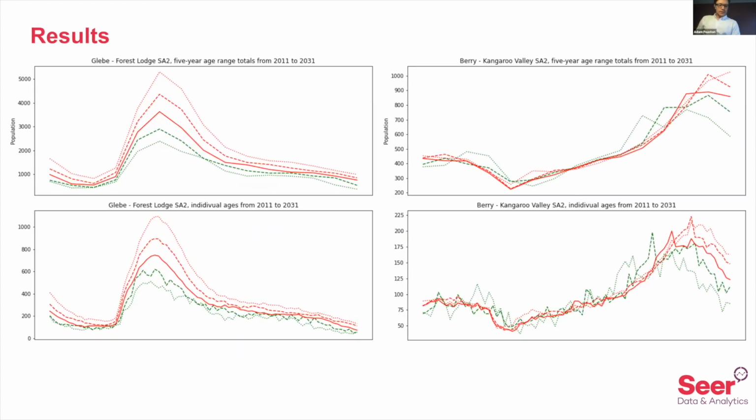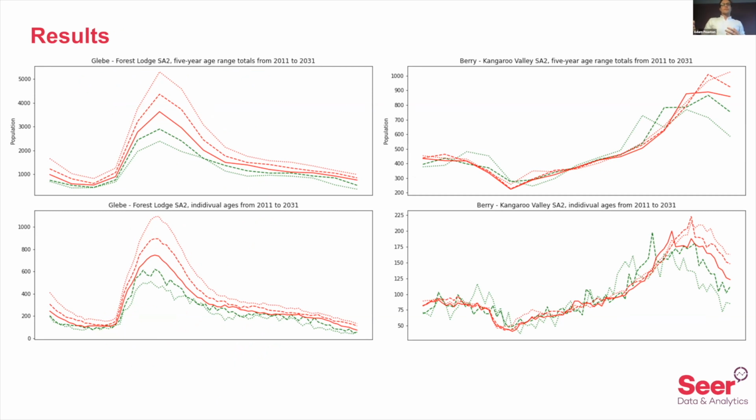And this is what the results of that model look like. We can see here that on the left-hand side, we've got the two charts that both speak to the Glebe Forest Lodge SA2. And you can see that the model here is picking up on that more subtle signal that we identified really briefly in the previous slide, where we're getting that uplift in that 25 to 29 year age range. That's really accelerating over time.